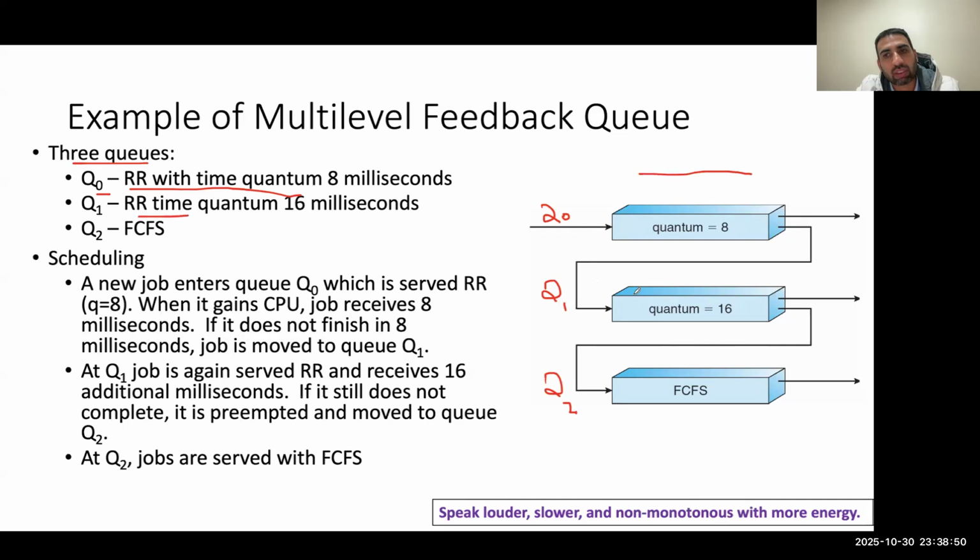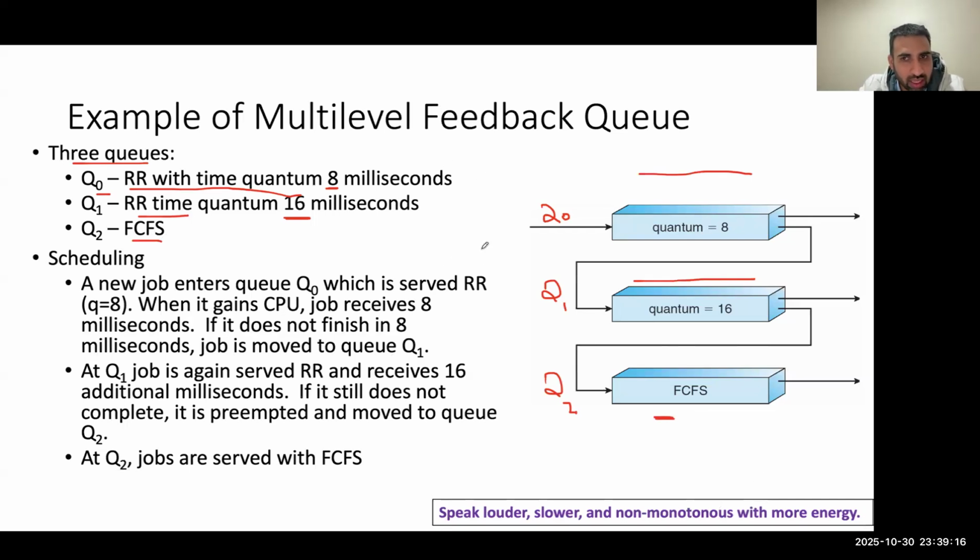Similarly, for all the processes sitting in the queue of priority level 1, you will use again round robin, but with a quantum of 16 milliseconds. For Q0, you are using 8 milliseconds, right? And for all the processes which are sitting in the queue of priority level 2, you will use first come, first serve.